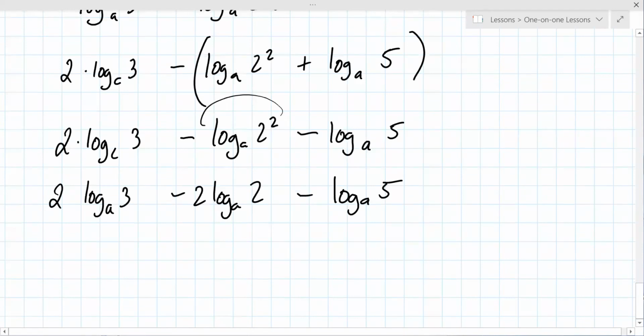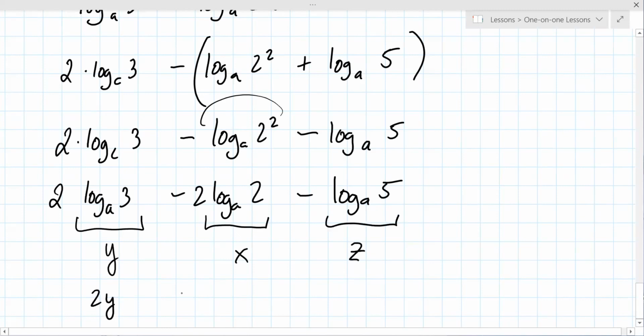So now we have some values here. Log base a of 3 is y, log base a of 2 is x, and log base a of 5 is z. So this is 2y minus x minus z. Okay. This is still a pretty tough question. You're not alone in needing help with it.